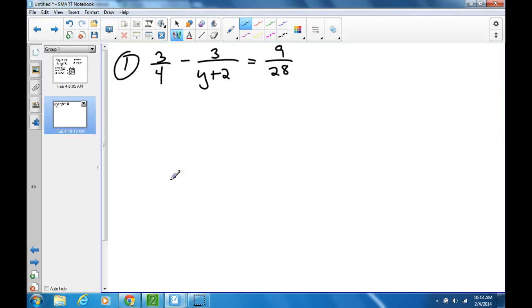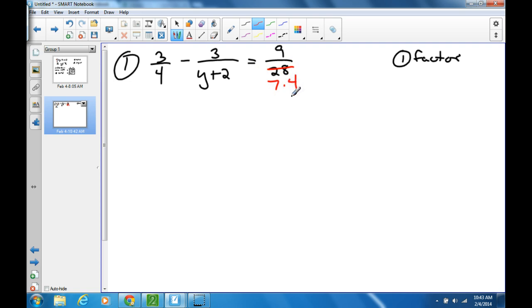Here we have a rational equation we're trying to solve for y. The first thing we're going to want to do is factor. On this one, they're pretty much factored out as far as we can go. But this 28, I want to think about what goes into 28. 7 and 4, right? So I can change this to a 7 and a 4.